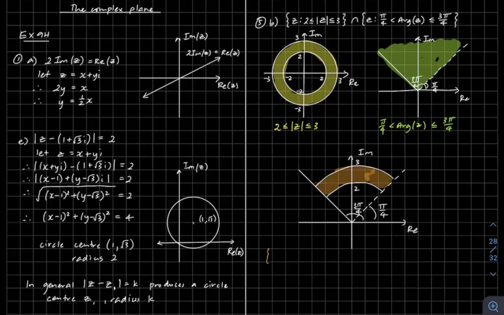So let's label that one as the set of z where the modulus of z lies between 2 and 3 inclusive, intersection with the set of z where the principal argument of z is greater than pi on 4 and less than or equal to 3 pi on 4.